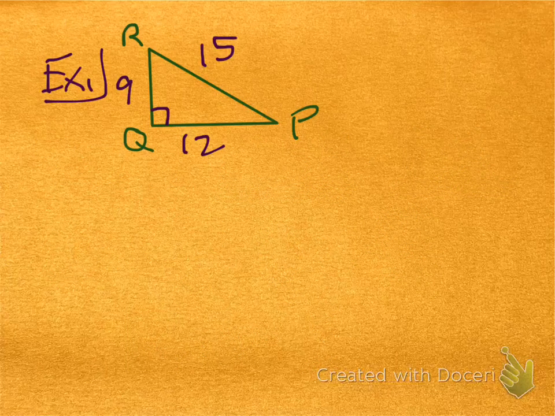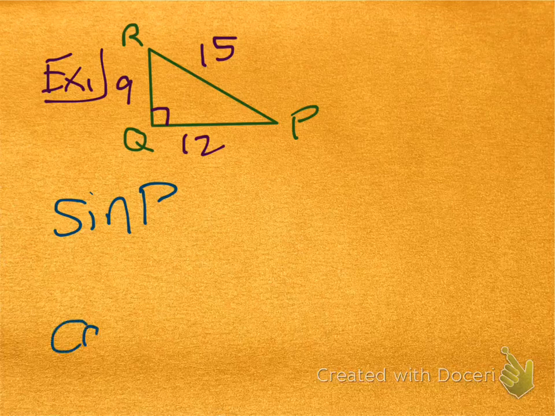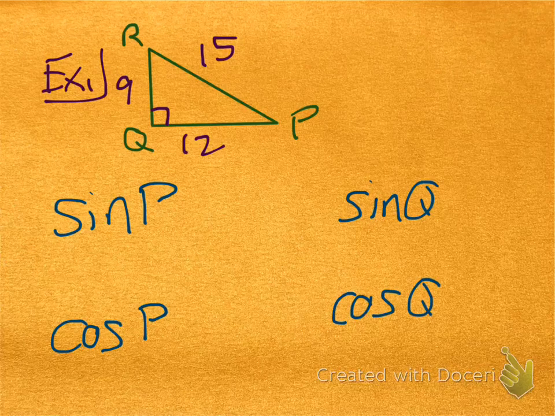If we're given this right triangle PRQ, we want to set up and look for a relationship between a couple of things. So I want to look at the sine of P, the cosine of P, the sine of Q, and the cosine of Q. And we're going to look to see if there's a pattern here.